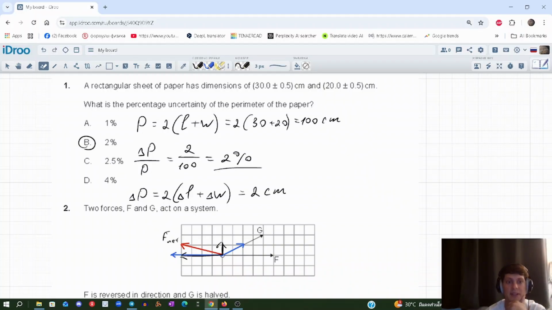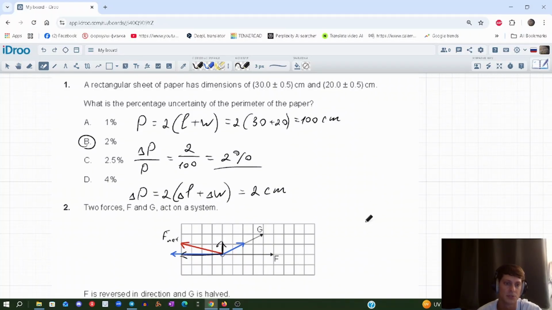The absolute uncertainty of the perimeter is 2 times delta length plus delta width. Delta length and delta width are both 0.5. So we will get 2 centimeters for the absolute uncertainty of the perimeter. So actually I can say perimeter equals 100 plus or minus 2 centimeters. So the percentage uncertainty is 2 divided by 100, so it's 2%.